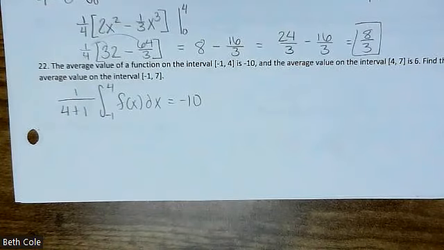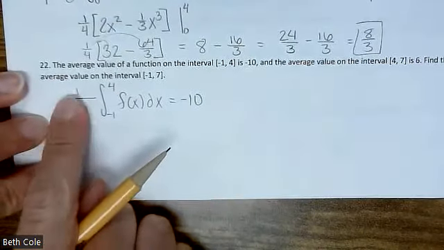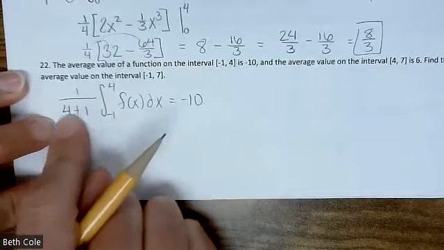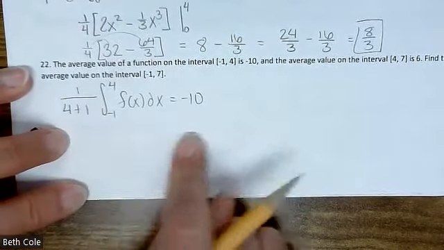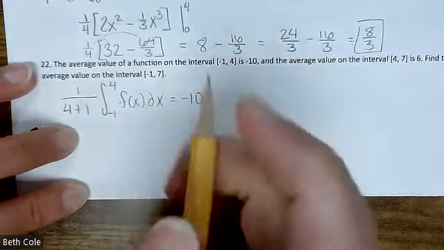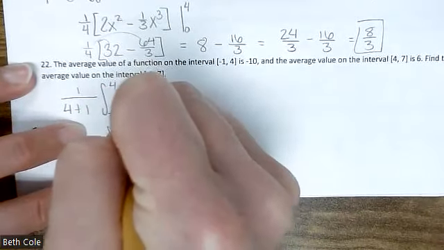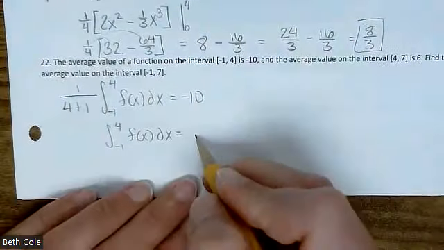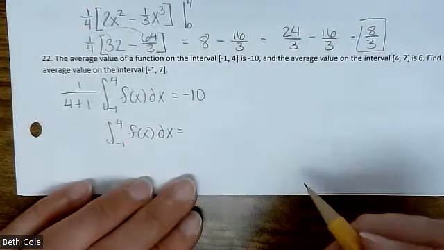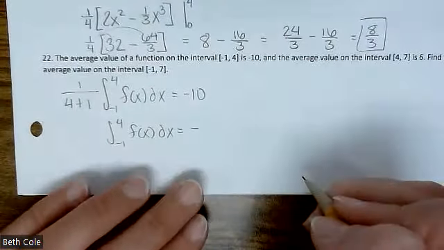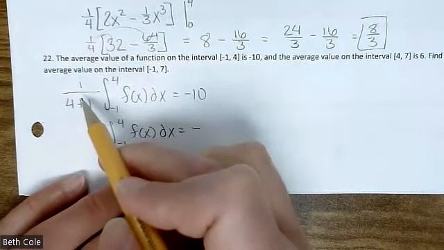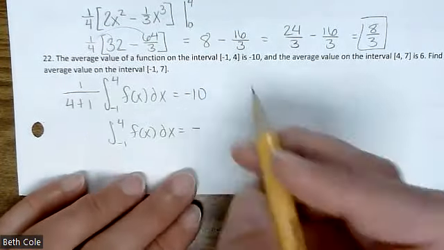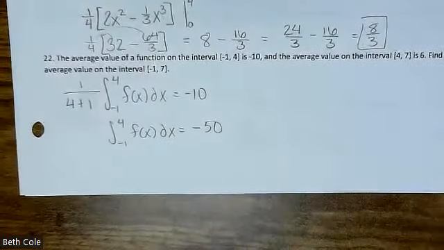Now, as a heads up where we're going here, you want to multiply this to the other side. So this is 1/5. You would multiply it over, multiply a 5 over. So from -1 to 4, you get what? Negative how much? 10 times 5, guys. 50. There we go.